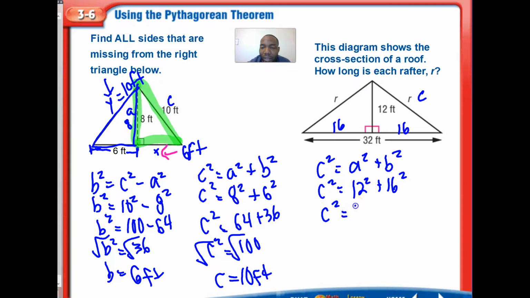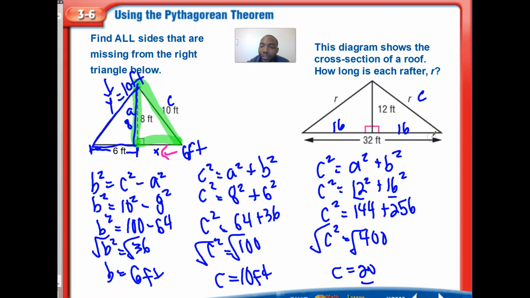C squared is equal to 144 plus 256. Yep, this is another Pythagorean triple because 144 plus 256 is going to give us 400. Take the square root. C is equal to 20. So 20, 12, and 16 are Pythagorean triples because they give you positive integers. So this has to be 20.